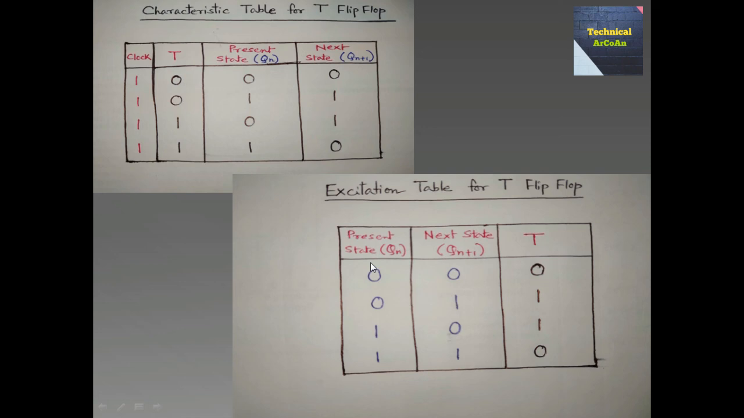This is the excitation table for the T flip-flop, which I got from this characteristic table. When the present value is 0 and the next value is 0, the T value is 0. There is only one combination, so T is 0. When the present state is 0 and the next state is 1, we get T as 1, and there is no other combination. When the present state is 1 and the next state is 0, we also get T as 1. And the last combination: when the present state is 1 and the next state is 1, we get T as 0.